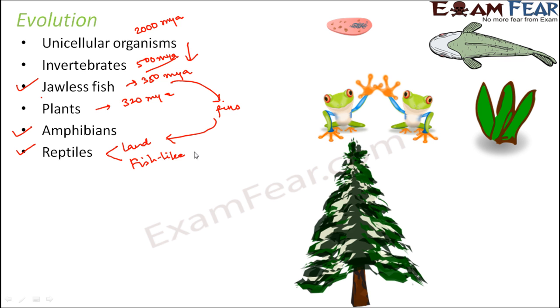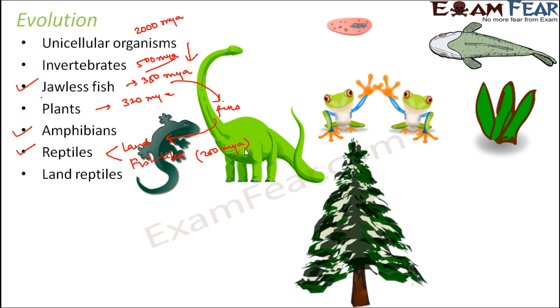These fish-like reptiles were seen almost 200 million years ago, and the land reptiles, I am very sure you all are aware, were the dinosaurs. They were the major land reptiles. In fact, there was a period when the reptiles were ruling the earth. The majority of the living organisms found on the earth were reptiles.